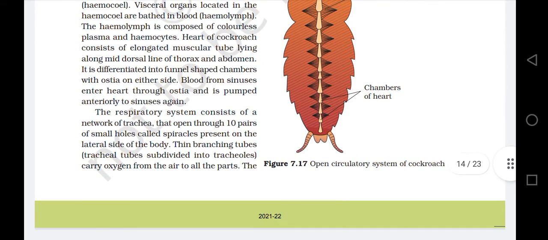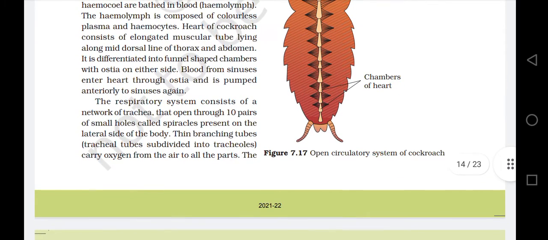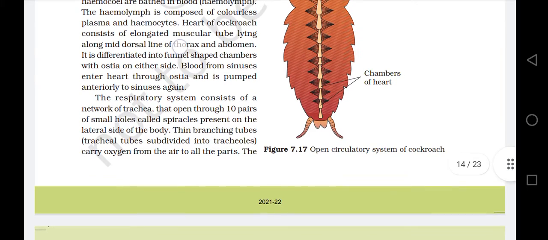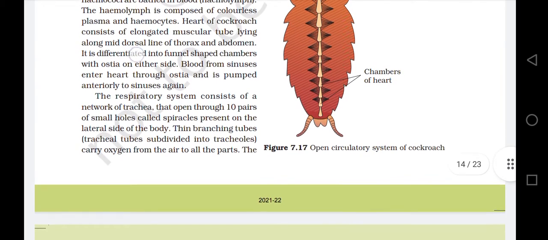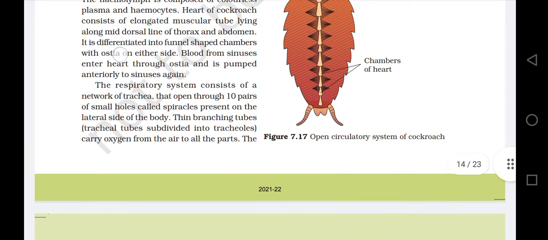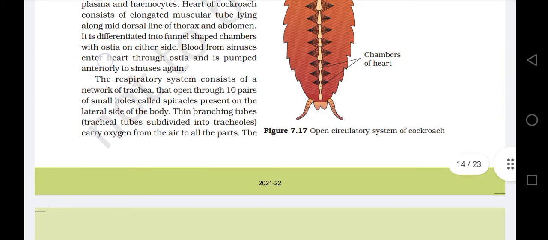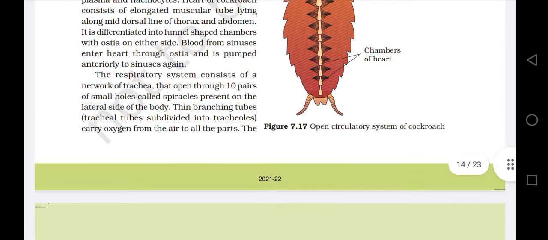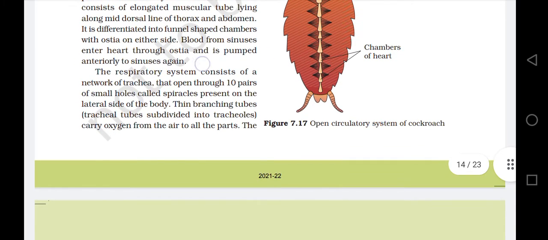The heart of the cockroach consists of an elongated muscular tube lying along the mid-dorsal line of the thorax and abdomen. It is differentiated into funnel-shaped chambers with ostia on either side. Blood from the sinuses enters the heart through the ostia and is pumped anteriorly to the sinus again.